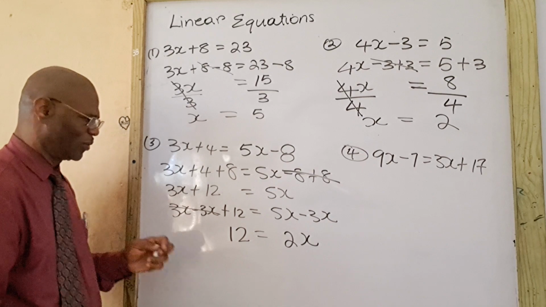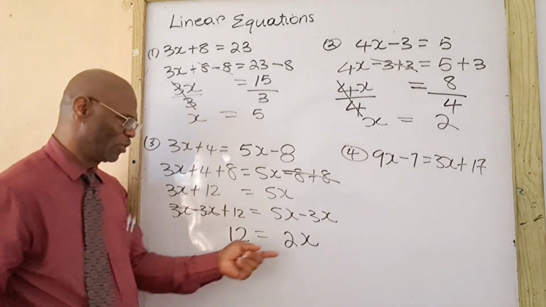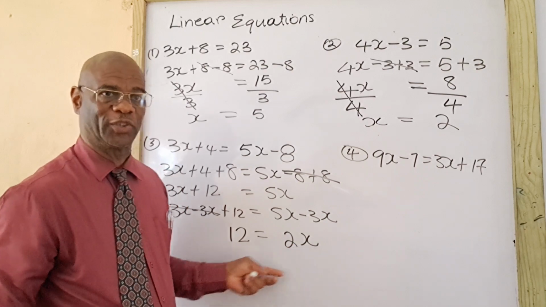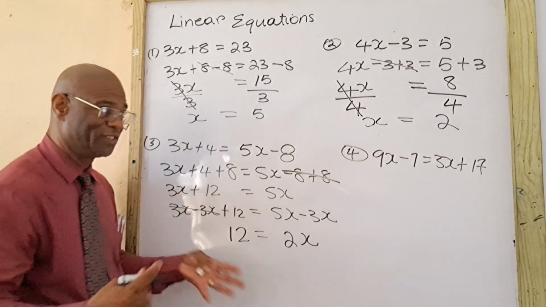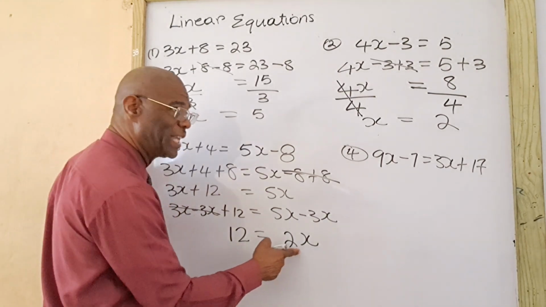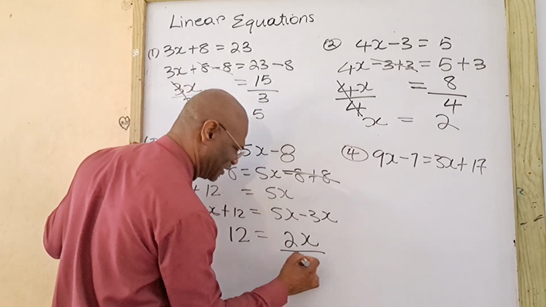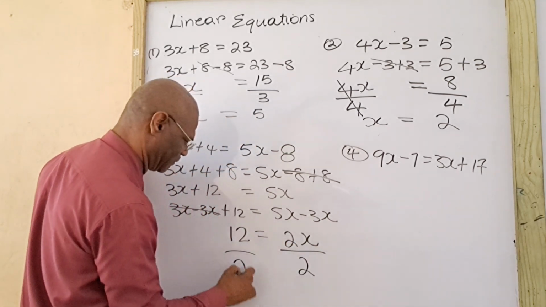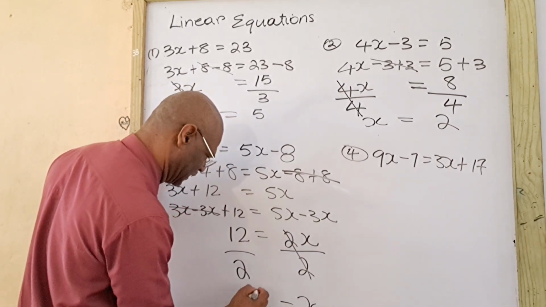So we have 2x equals 12, or 12 equals 2 times the number. Regardless of how you want to read it, it doesn't really matter. Now this is 2 times the number equals 12, so we are going to divide both sides by 2. So x is equal to 6.